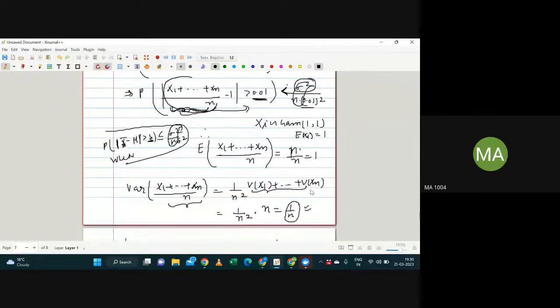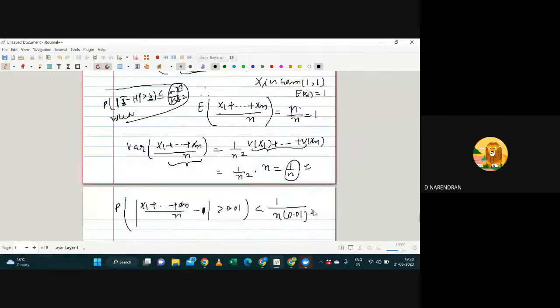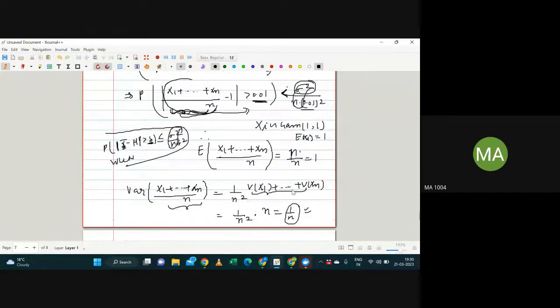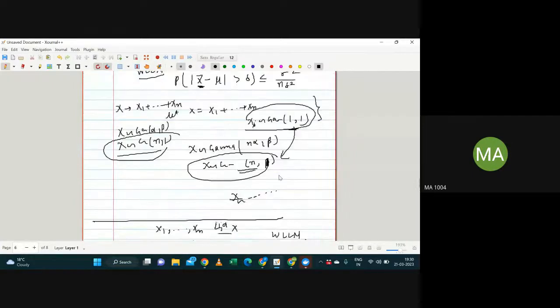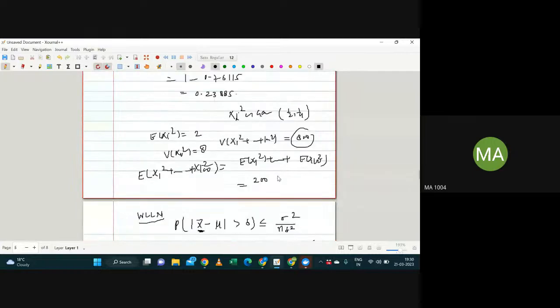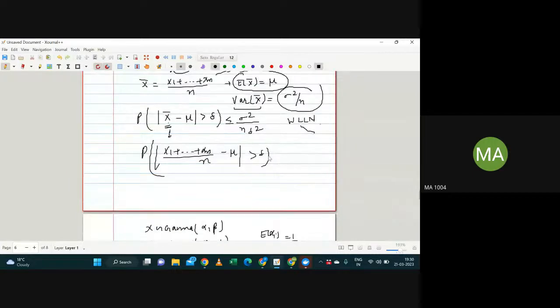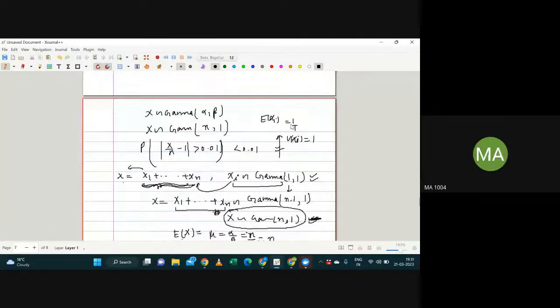But the formula says n delta square, no, sir? So n delta square, right? No. See what the formula says. The formula says sigma square by n delta square. So what is sigma square by n? Variance of x bar, right? Okay, correct. So this is the thing.